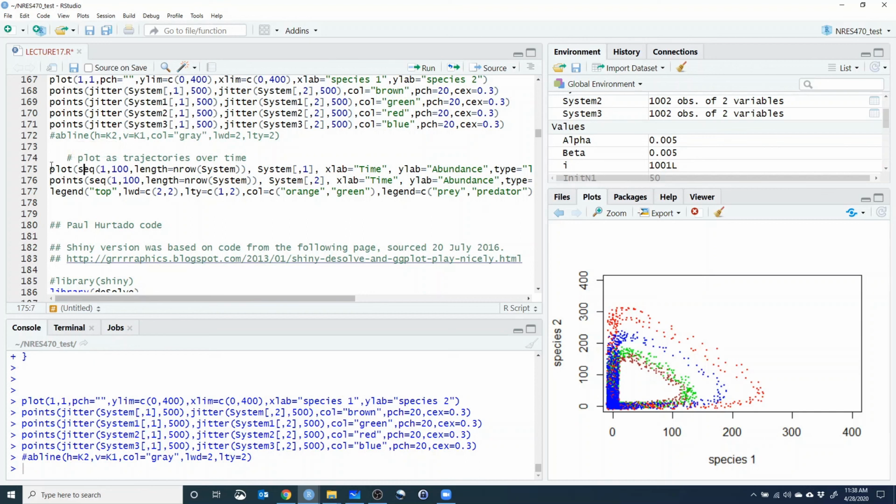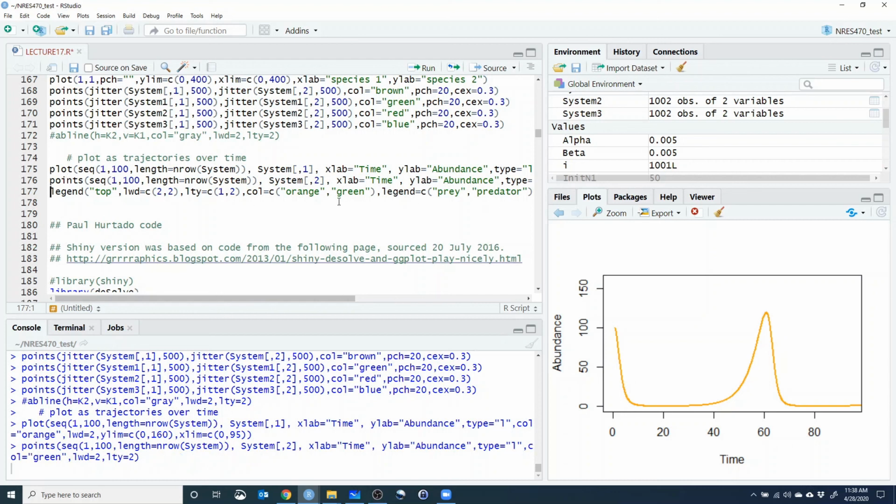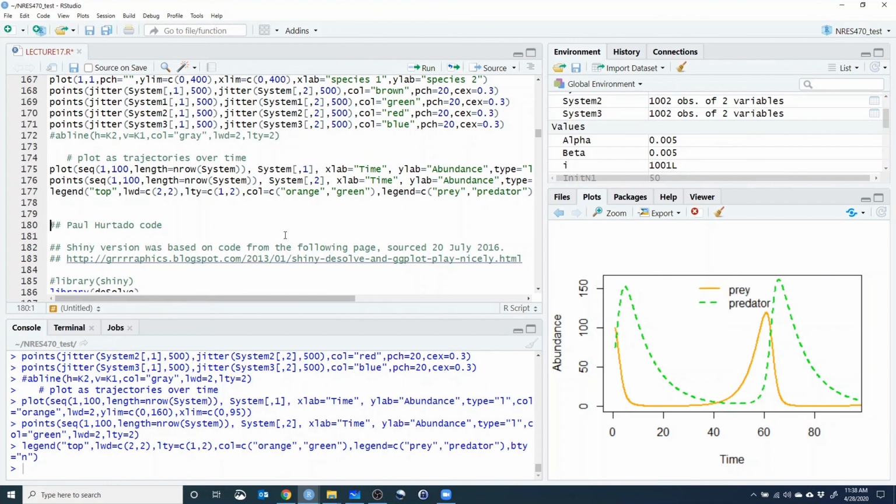So what I mean by time series is just plot these out as trajectories over time, and we see this is what the trajectory looks like over time. And that's for the prey, and there's the predator in green. And so now we have both prey and predator over time. So this is just another way to look at the Lotka-Volterra prey-predator system. This time, instead of in the phase plane, we're looking at the trajectories over time, which is the default way that Insight Maker will present the results of a simulation.